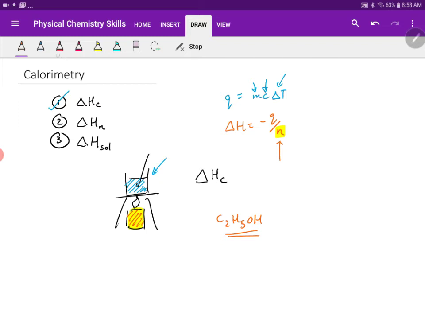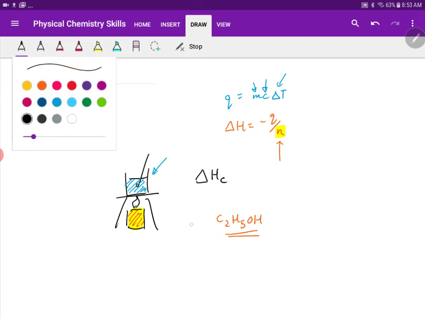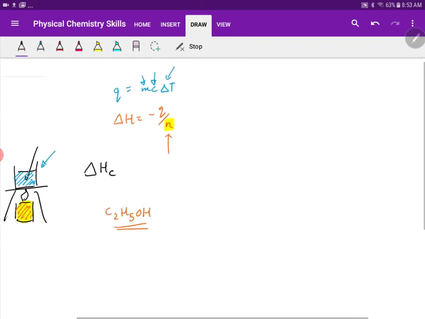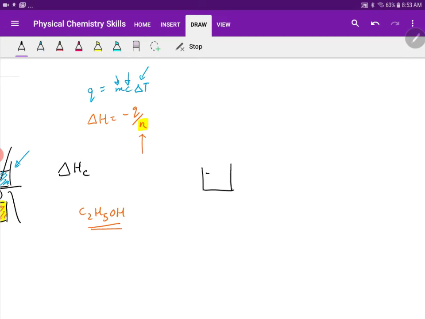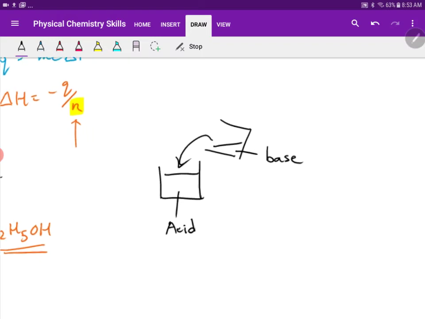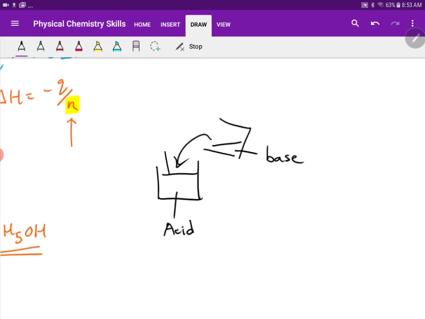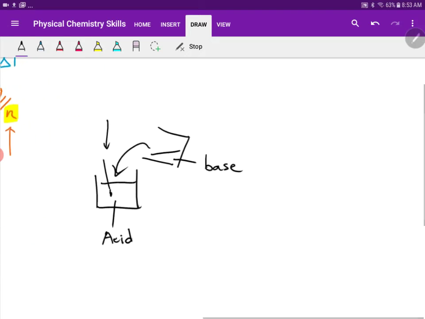Okay, so let's move on to our second example. In our second example, we'll talk about delta H neutralization, where we pour two solutions together. Right, so this is my acid and this is my base. And so what we are going to see is that there would be a change in the temperature on this thermometer. So once again, we are going to bring out our two equations. Q is equal to mc delta T and delta H is equal to negative Q over N.